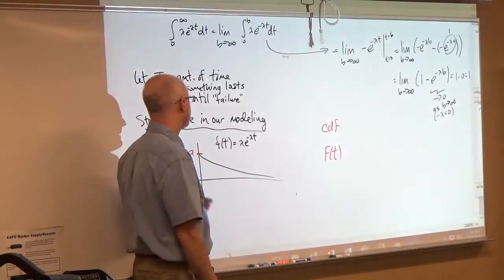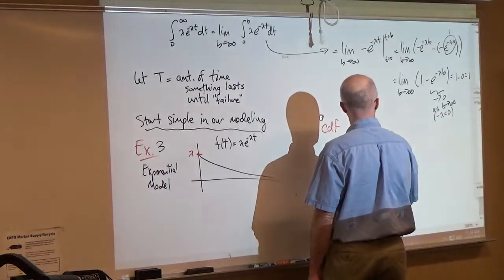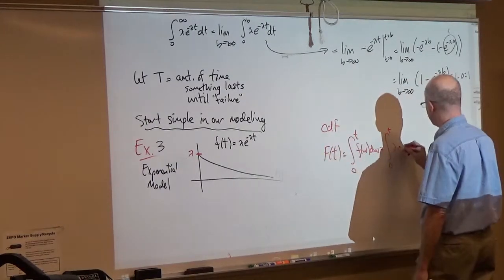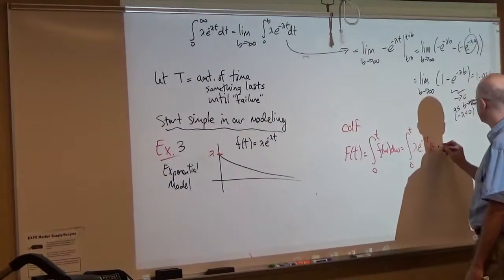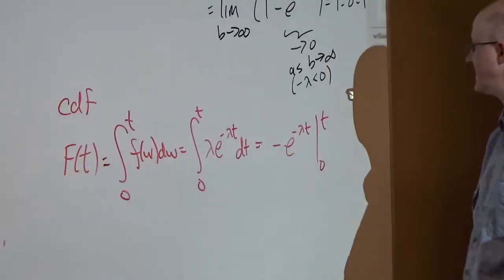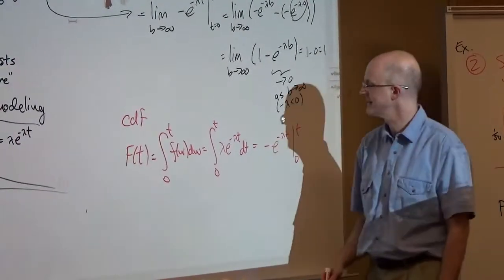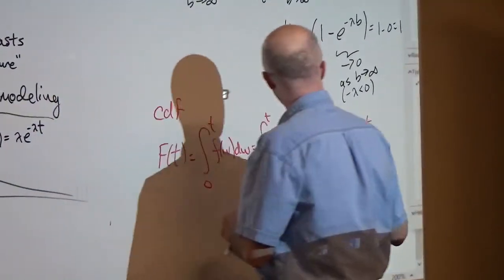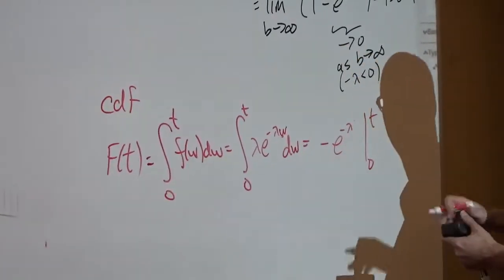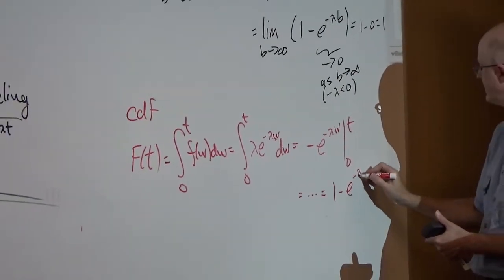You integrate little f, in this example, from 0 to t. I'll call it little f of w dw. Same PDF, lambda e to the negative lambda t. Same antiderivative, negative e to the negative lambda t. But now the upper limit of integration is a t instead of infinity. No limits to do here. So this is supposed to be a w, sorry. What you're going to get upon simplification is 1 minus e to the negative lambda t.